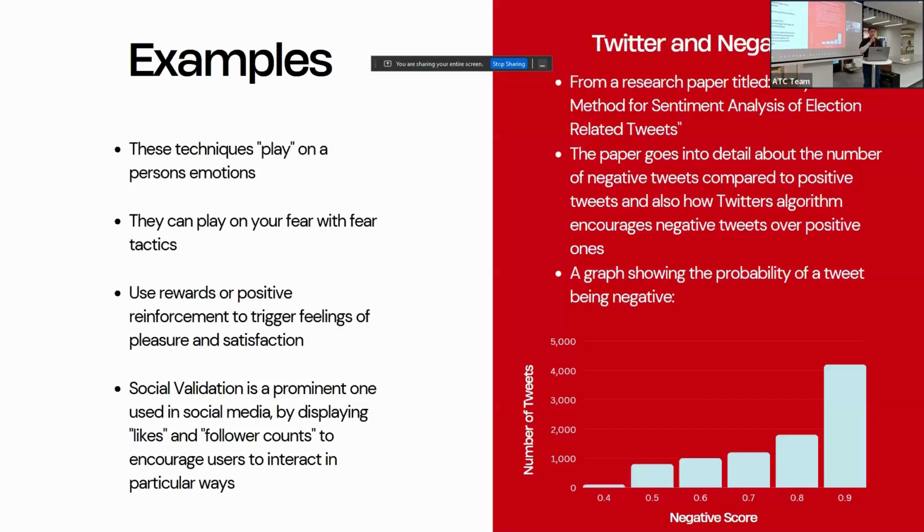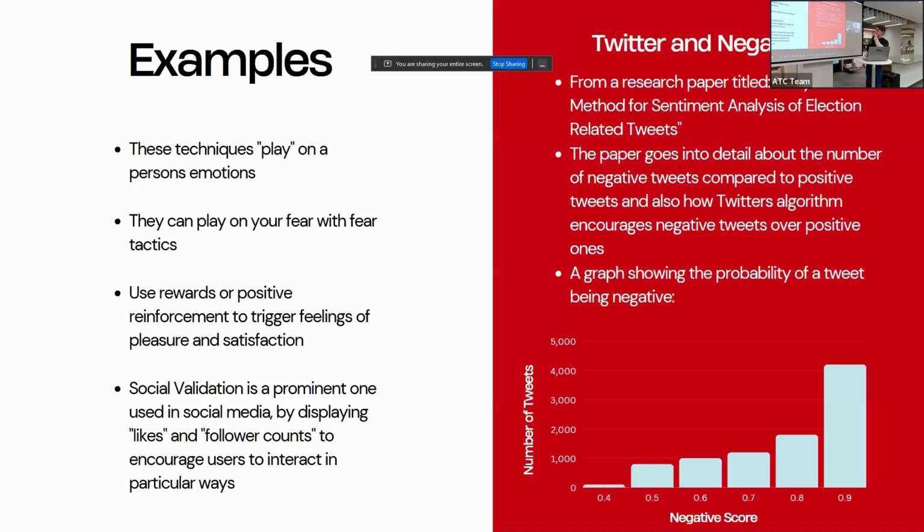And social validation is another very prominent one used in social media by displaying the likes and follower counts of users in order to encourage them to interact with one another in certain ways. An interesting research paper that I found discusses the correlation between Twitter and negativity.